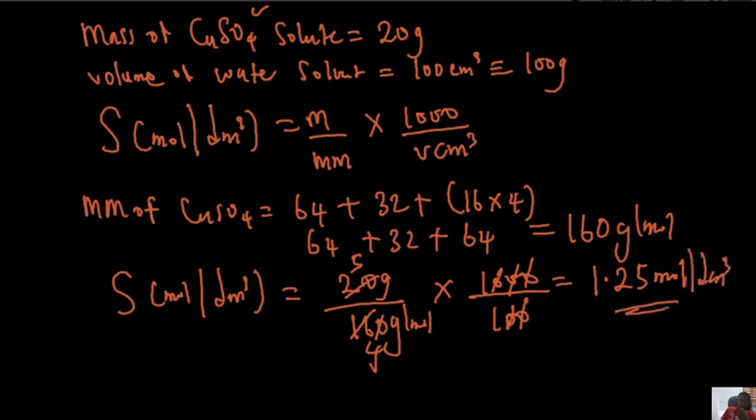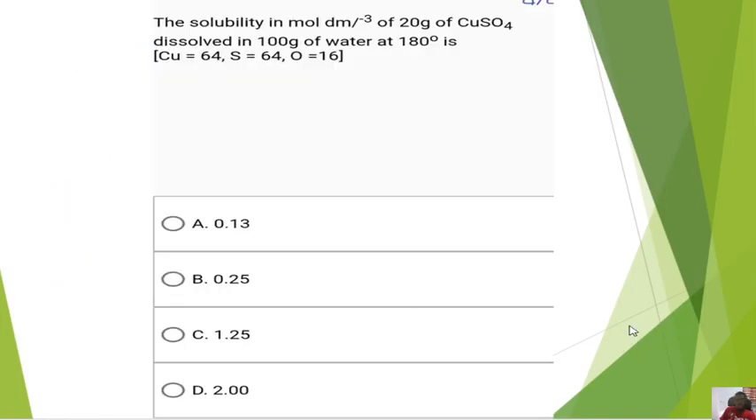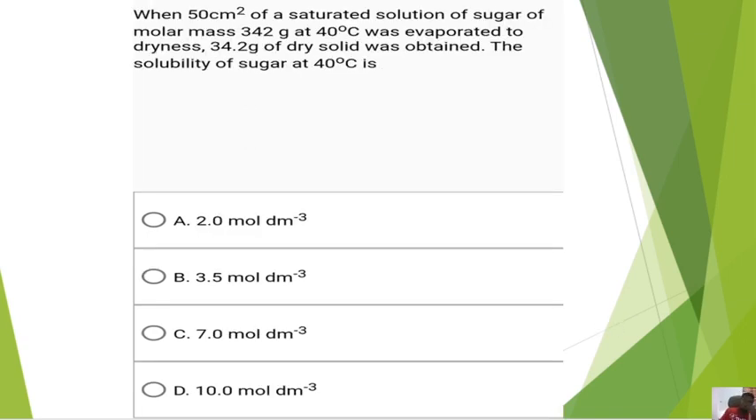So let's check our options to see if our answer is in the options. Looking at our options, we have option A 0.13 wrong, option B 0.25 wrong, option C 1.25, and that is our answer. Okay, let's try one more question to help us understand this.